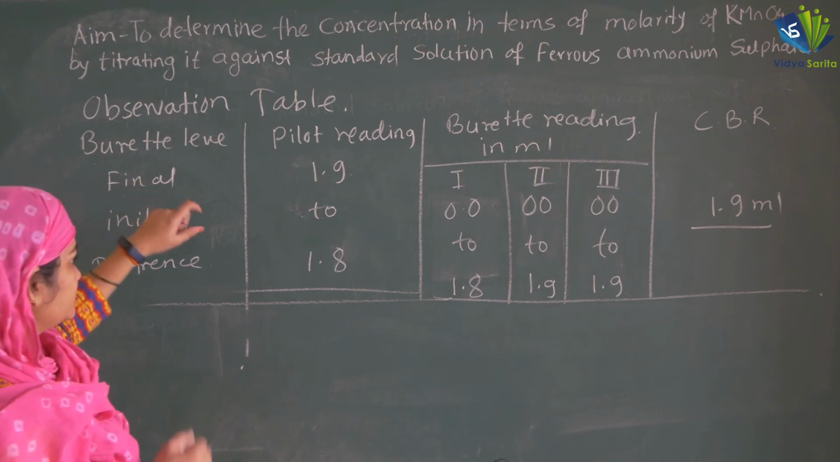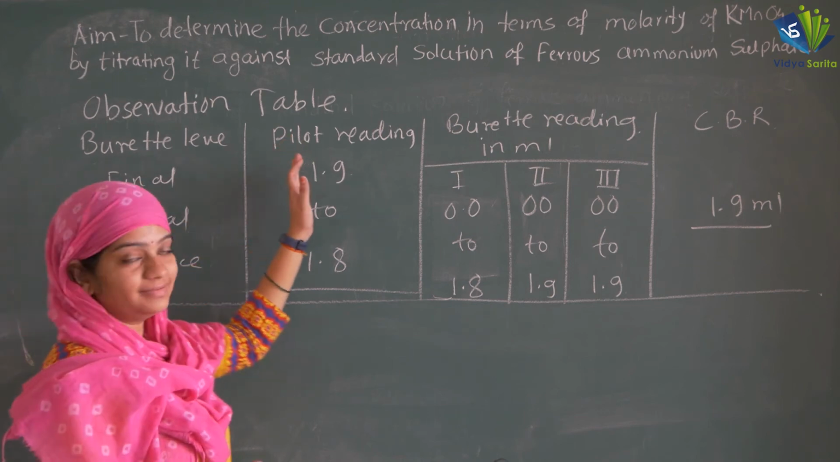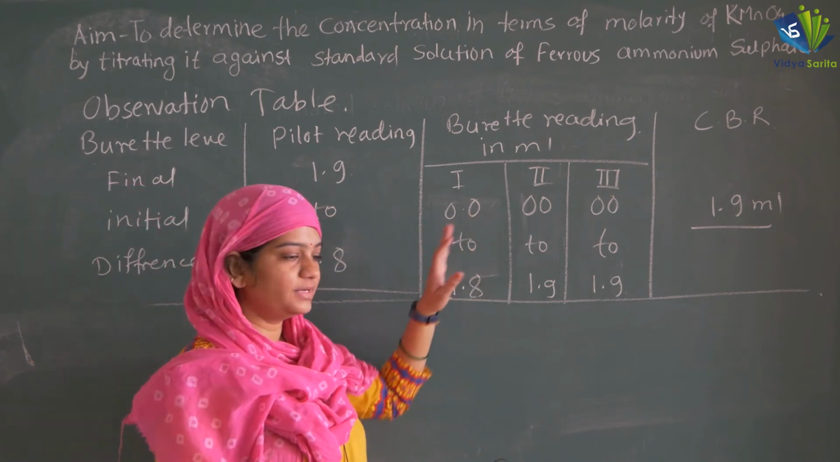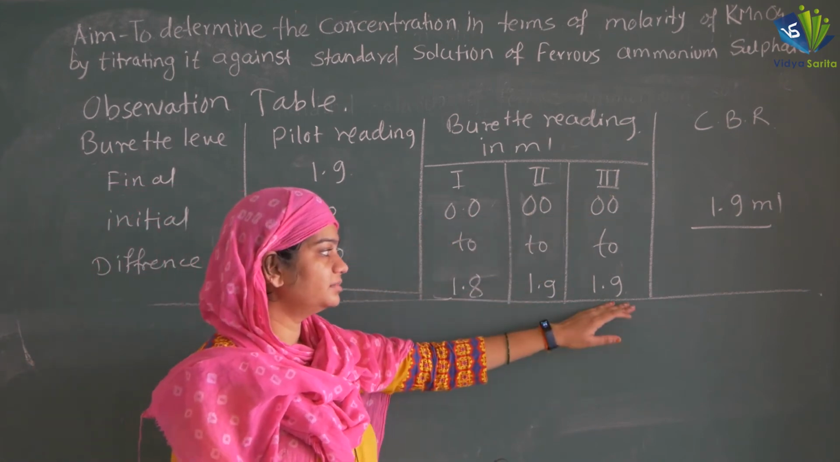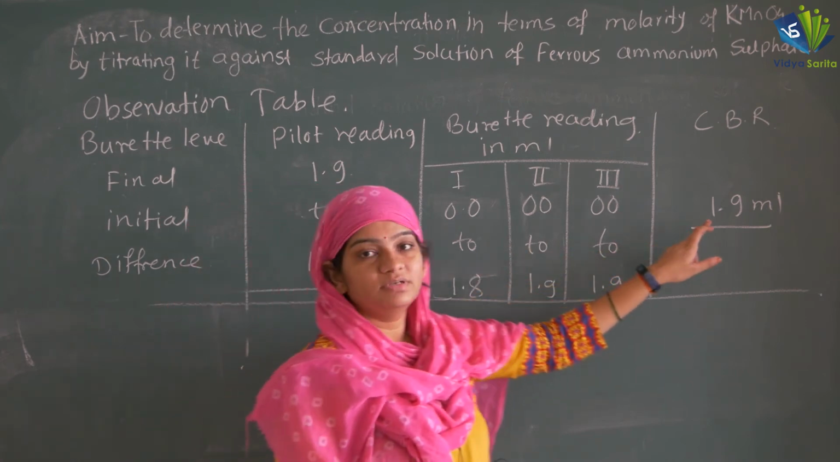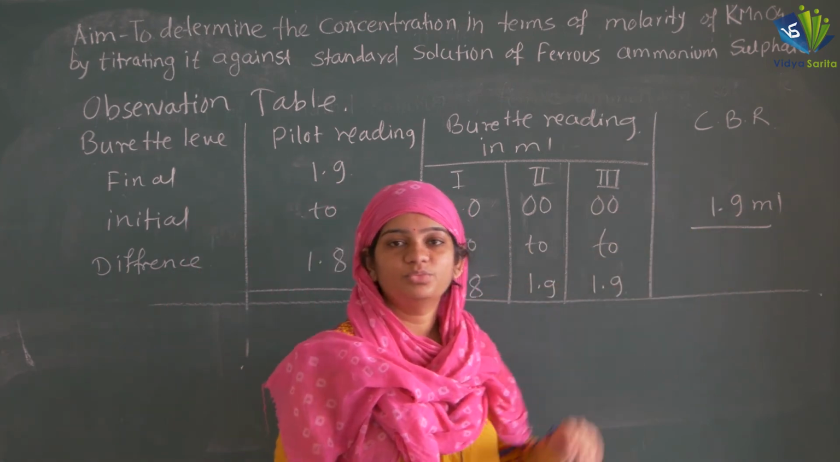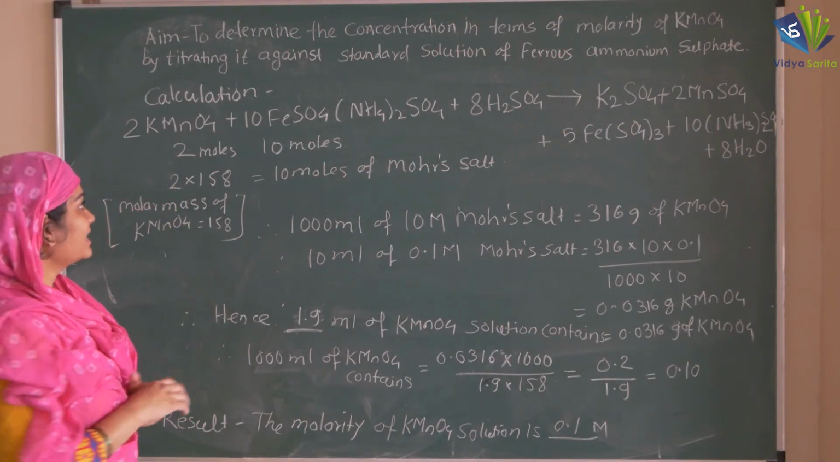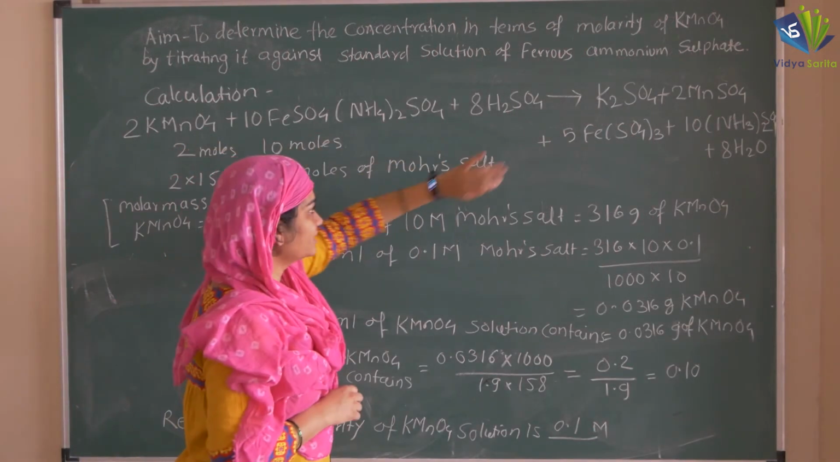Okay, so in the observation table, the first pilot reading was 1.9, the first burette reading was 1.8, second was 1.9 and third was 1.9. So our constant burette reading is 1.9 ml. Okay, next part is calculation. This is our chemical reaction.